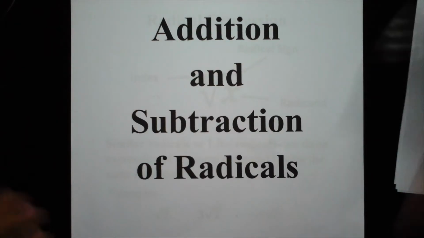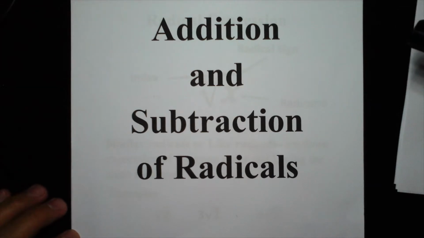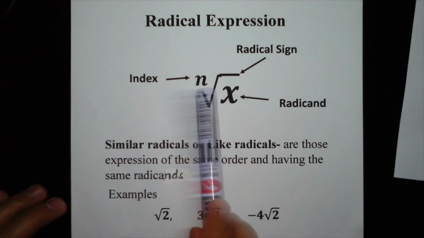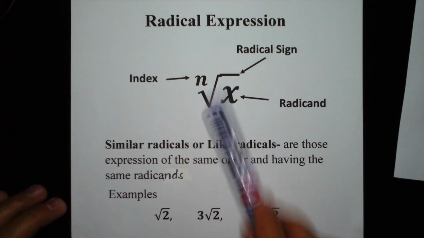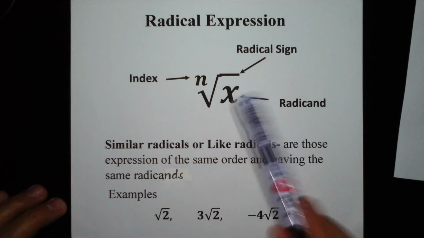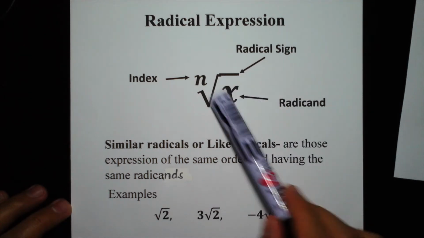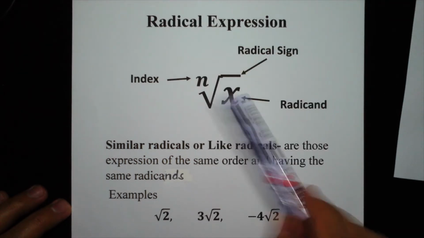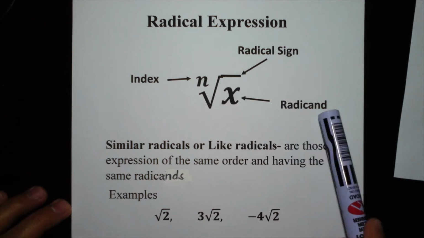Okay, so our lesson for today is addition and subtraction of radicals. But before we proceed on our topic, let's have a short recall. We have here the radical expression. The radical expression contains the index, which is the n. We have the radical sign and the radicand. The numbers or variables that are inside of the radical sign are what we call the radicand.